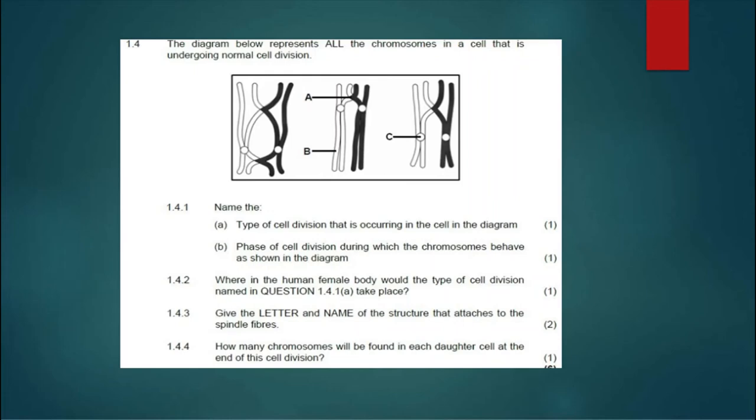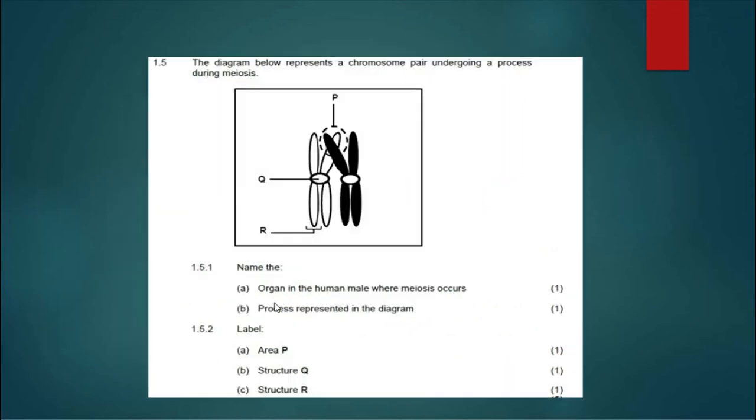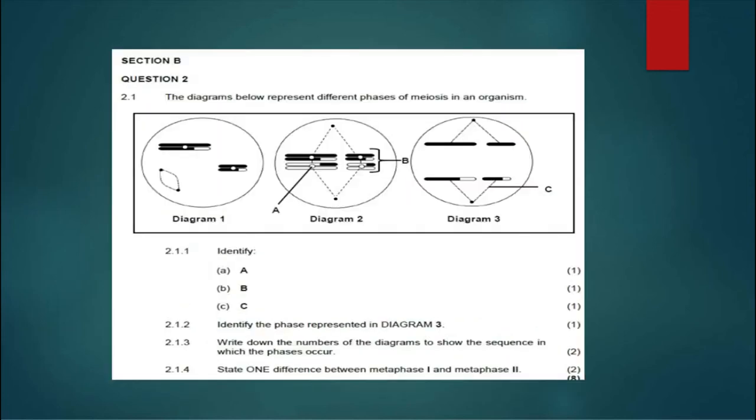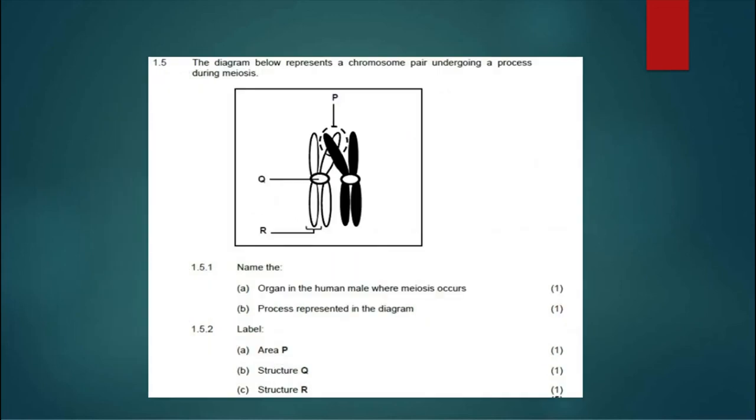The diagram below represents a chromosome pair undergoing a process during meiosis. It's still crossing over here. Name the organ in the human male where meiosis occurs. The answer is testis. Name the process represented in the diagram. The process is crossing over. Number 1.5.2, label area P. Area P is chiasma, structure Q, centromere, structure R, chromatid.